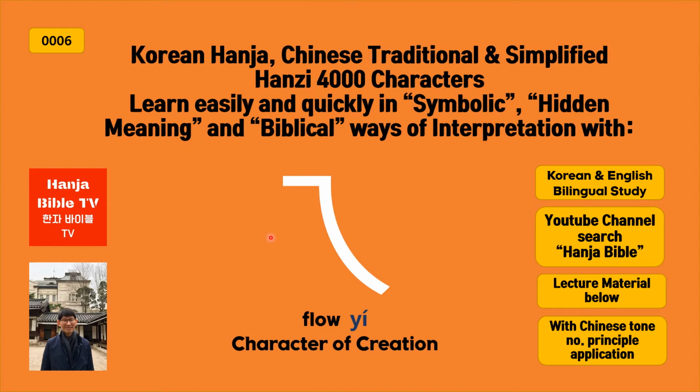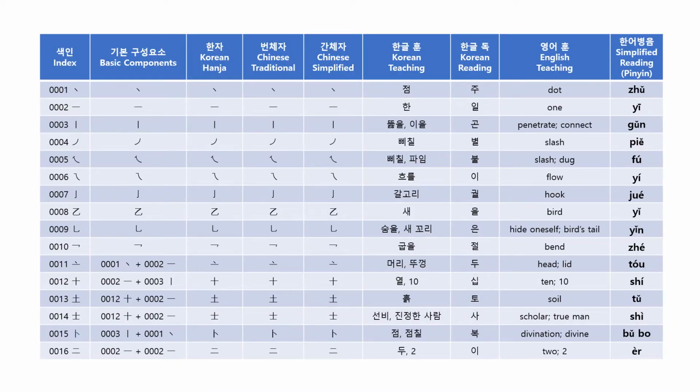This time we are going to see the sixth character, flow E. This is one of the characters of creation. In the index of the book, we are here. 흐를 E, flow E.